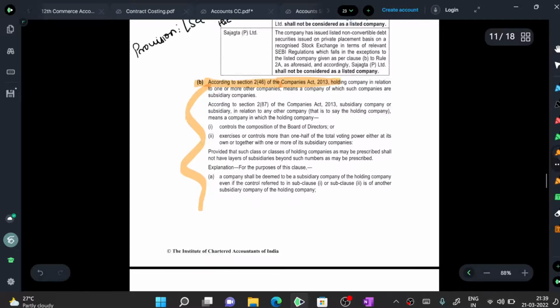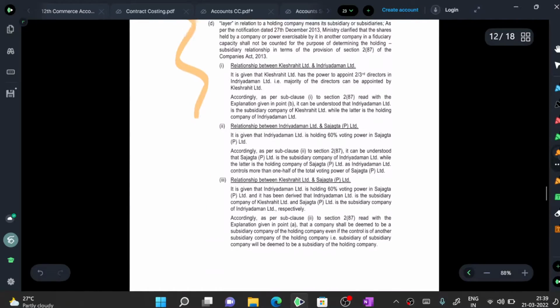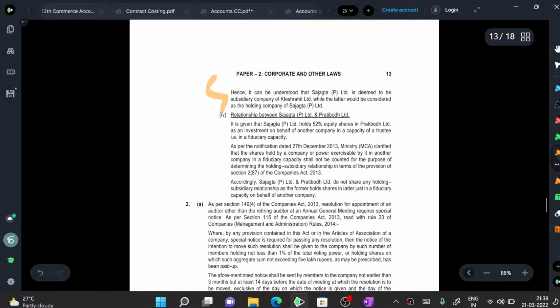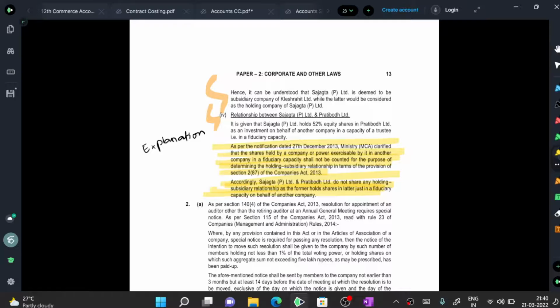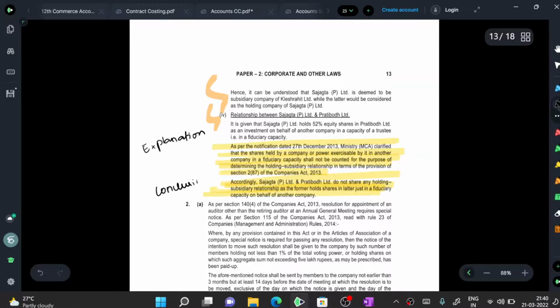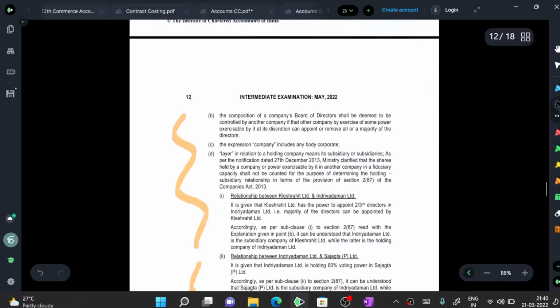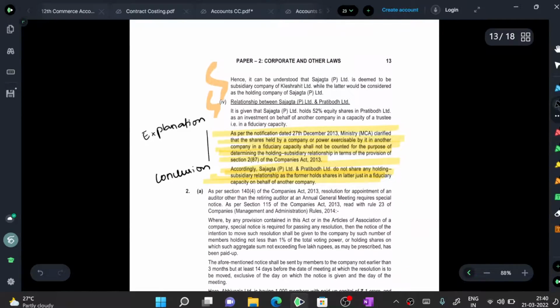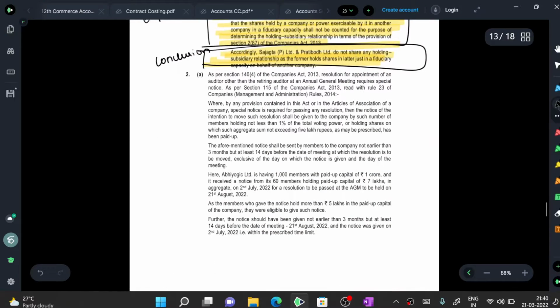Then after that, the explanation starts. Here there are the provisions, this is also provisions, this is also provisions, this is also provisions, then this is also provisions. Then after that they have explained, look, in this part they have explained what should have been, that is the explanation part. This is the explanation part which is linking the question with the provisions, and lastly they have given the conclusion according to Sudha Limited: do not share any holding in subsidiary relationship as the former holds shares in the latter just in the fiduciary capacity on behalf of the company. So simple, this is our conclusion, right. This part is our provisions part. Then this part is our explanation part. Then this is the conclusion.